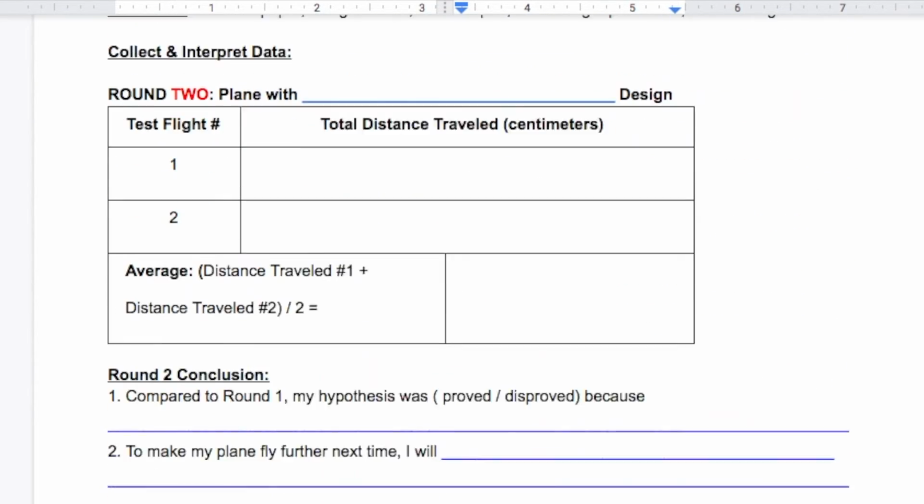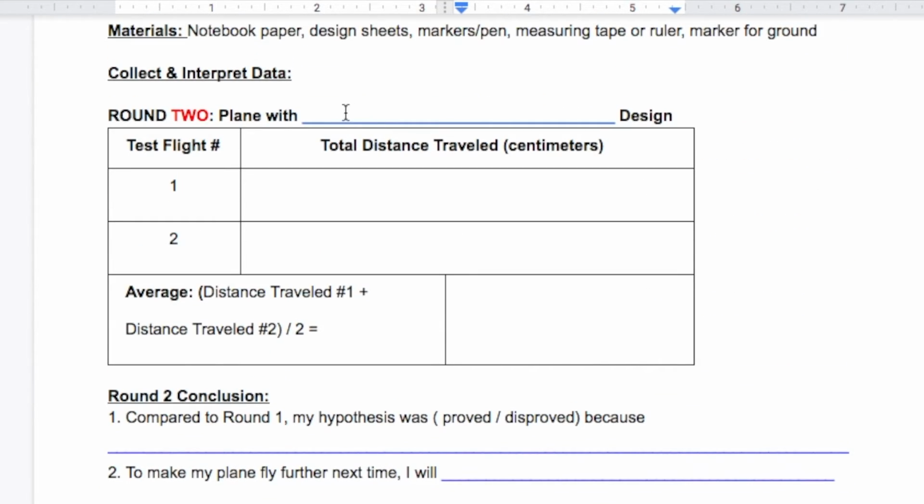In your next one, on page number 2, just like I did before, this is round 2. I'm going to write the name of the plane that I used in round number 2. So let's say it was the simple paper airplane. Okay, so that's the design I used in that round. And again, I'm going to put in my measurements here. Let's say maybe this one didn't go as far. Let's do 47 centimeters. Okay, so I put in my two distances.